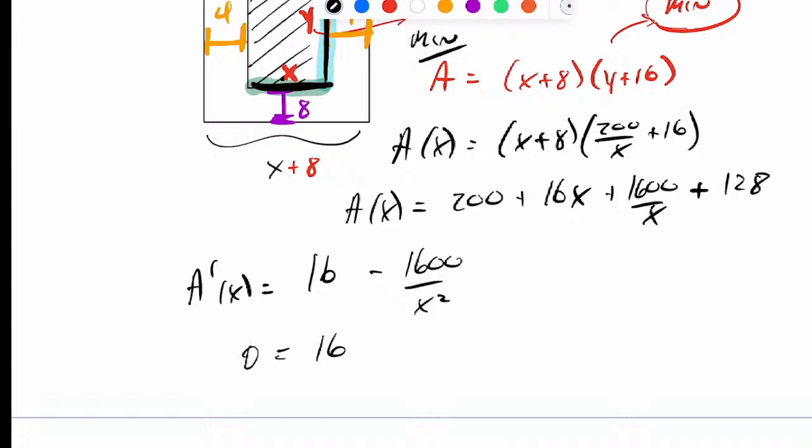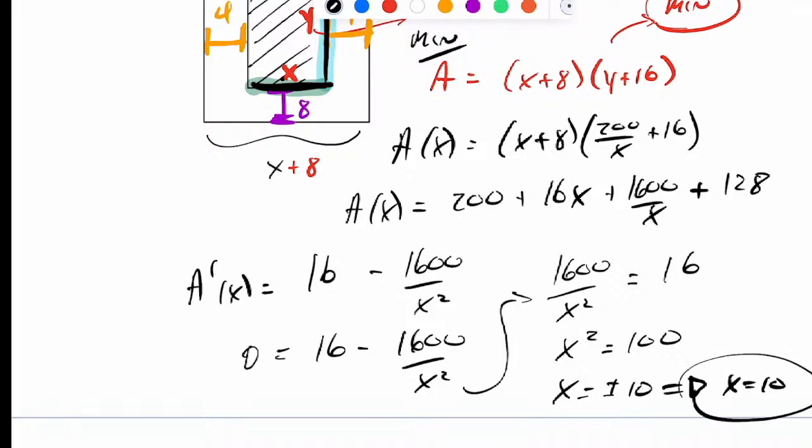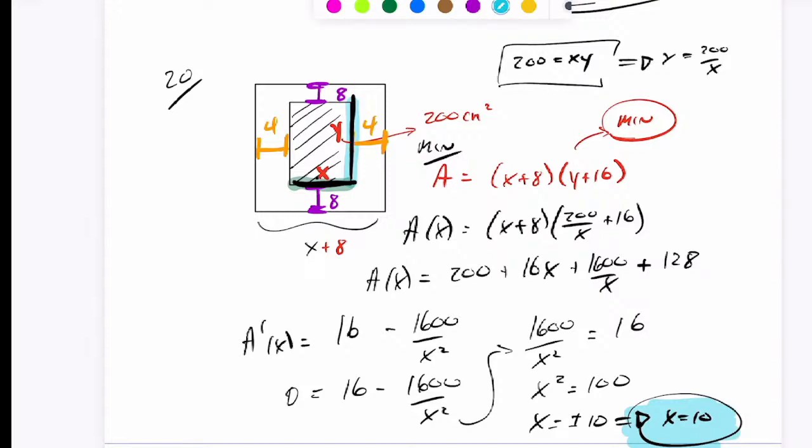So I'll set this equal to 0 and solve. You get 1600 over x squared is 16. So x squared ends up being, what is that, 100? And when you get nice numbers like this, we're probably on the right track. I'm getting x is 10, as my critical point here, x being 10. Okay, I'm sure that's probably the answer for 20, Yusuf.